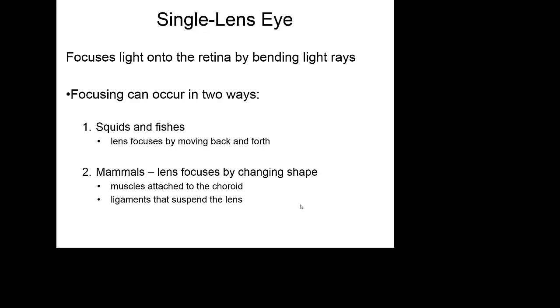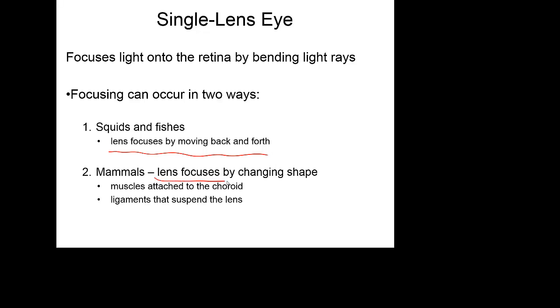Your single lens eye is very, very complex, and we see it in few animals. We see it in you, we see it in squid, and we see it in fish. The difference between you as a mammal and the squid and fish is the squid and fish move the lens back and forth. So this is essentially like sliding a magnifying glass to be able to focus something. Or if you've ever used a microscope, you move the lens up and down until it focuses. This is how their eye works.